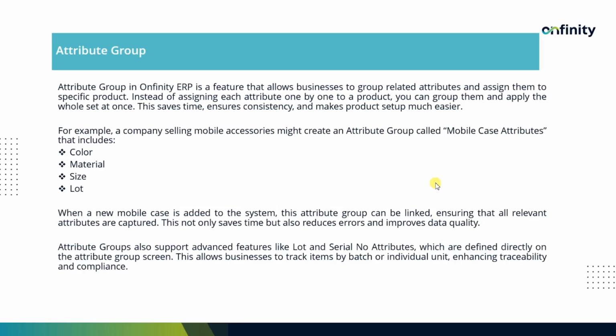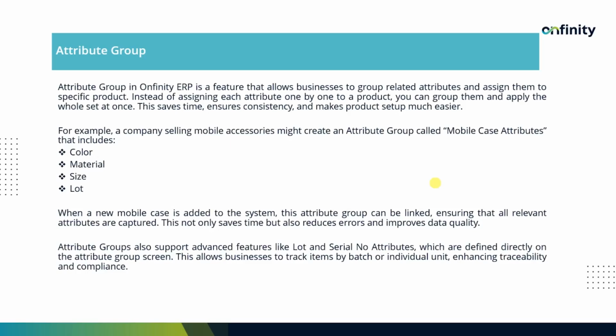Lastly, we have the attribute group. An attribute group in Onfinity ERP is a feature that allows businesses to group related attributes and assign them to a specific product. This means that instead of assigning each attribute one by one to a product, you can group them and apply the entire set at once. This saves time, ensures consistency, and makes product setup much easier.